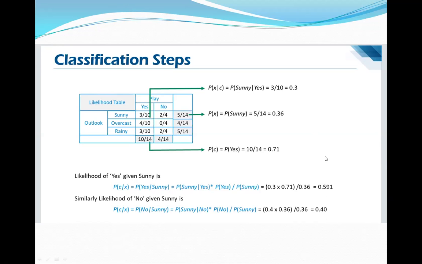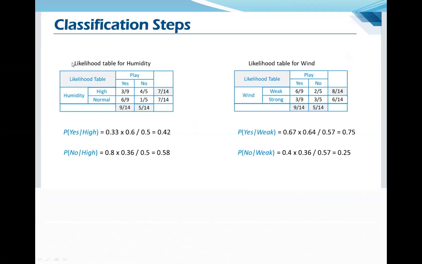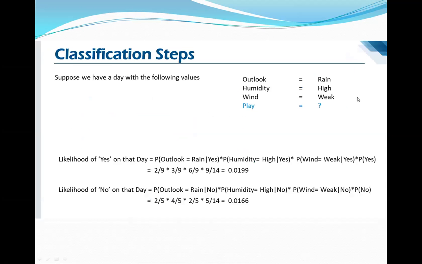This is concerned with only one feature, guys. That is very, very important. You try to understand that. We have considered only one feature. Likewise, you have to calculate the likelihood table for humidity as well as the likelihood table for wind. Based on this, this is your test data.